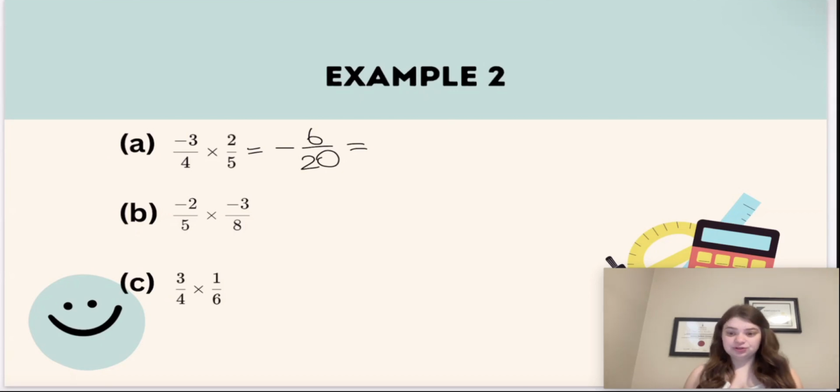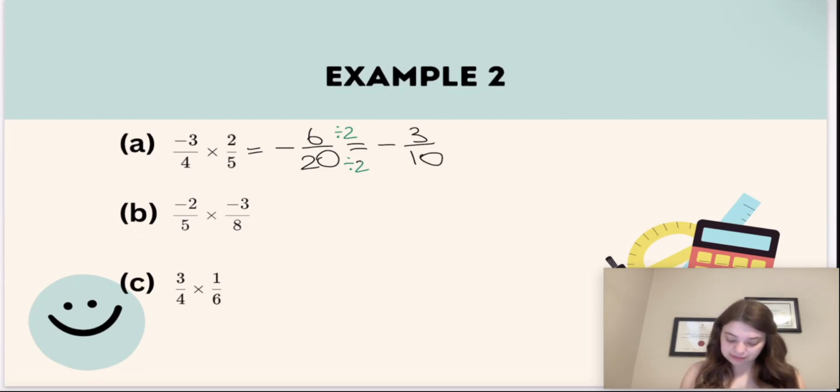Now, this can be reduced because both of these have a common factor of 2. So if I divide 6 by 2 and 20 by 2, I get negative 3 over 10. And that cannot be reduced any further from that point.